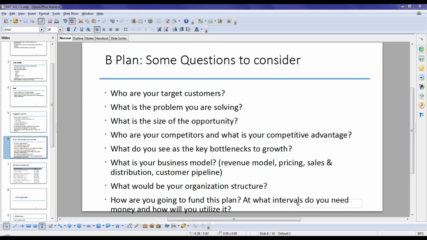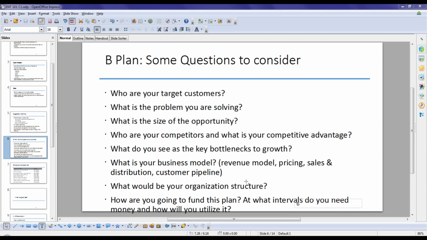Then, what would be your organization structure? As we said earlier, those 4 points you'll have to discuss, go through, and among those 4 points you'll be able to segregate tasks. Then finally, how you're going to fund this plan, at what intervals do you need money, and how will you utilize it. So this is very important.